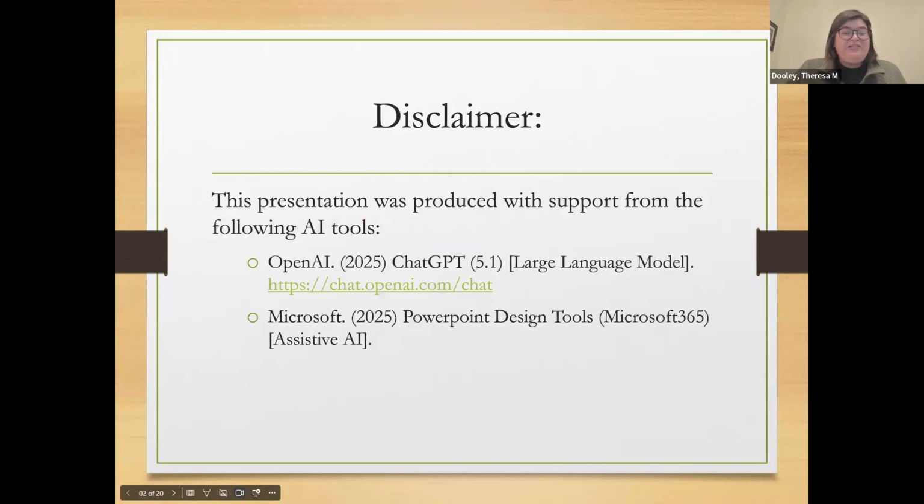First and foremost, I do let people know that I use AI to support my work. For this particular project, I use ChatGPT's 5.2. Actually, I need to update that. And I also use PowerPoint design tools, which is an assistive AI tool.